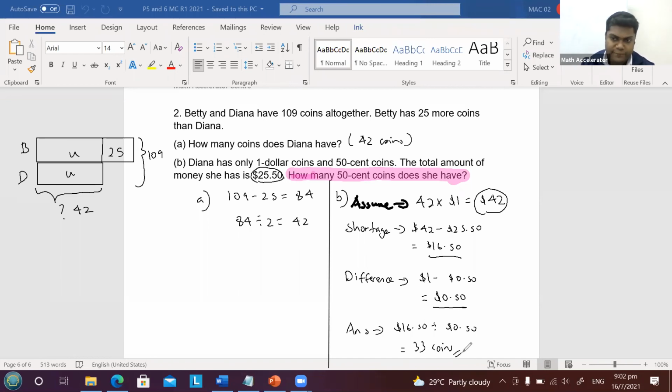Okay, so repeat again. Assumption method got 4 steps. You assume the opposite to what the question is asking you. Then shortage: from what you get minus the target. Then difference is the difference between one of each. And the final answer is shortage divided by the difference. All right.